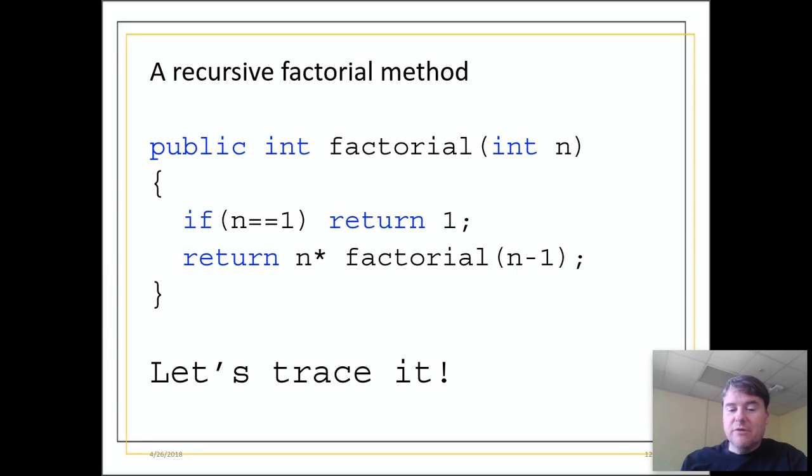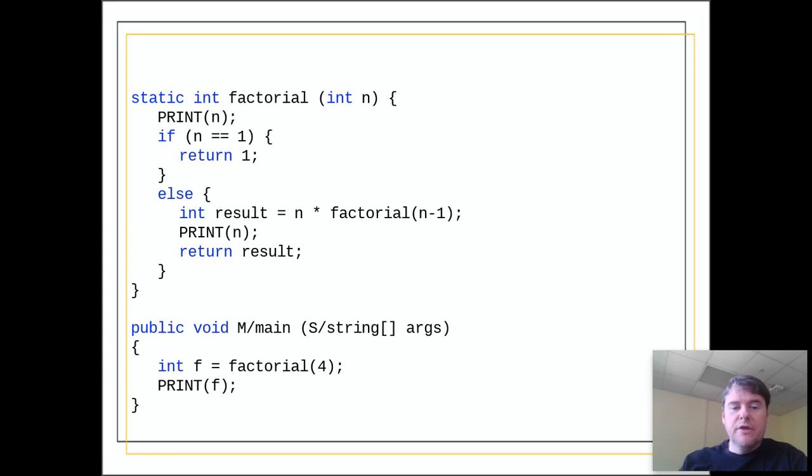So let's talk about how this actually works. All right, so we have our main method down here, and we are simply going to call factorial, which is our method that we just wrote up above, passing it the number 4 so that we can start off and see what's going to happen. So we're going to calculate 4 factorial, and eventually we're going to print it out.